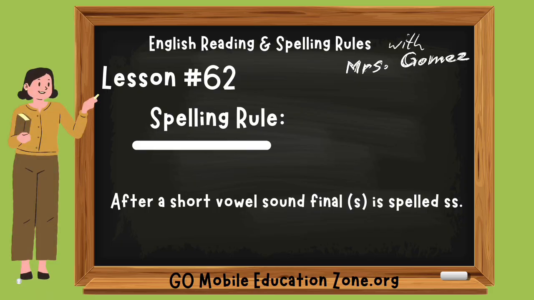Today in English Reading and Spelling Rules with Mrs. Gomez, Lesson 62, we're going to learn a spelling rule. We're going to learn that after a short vowel sound, final S is spelled SS.